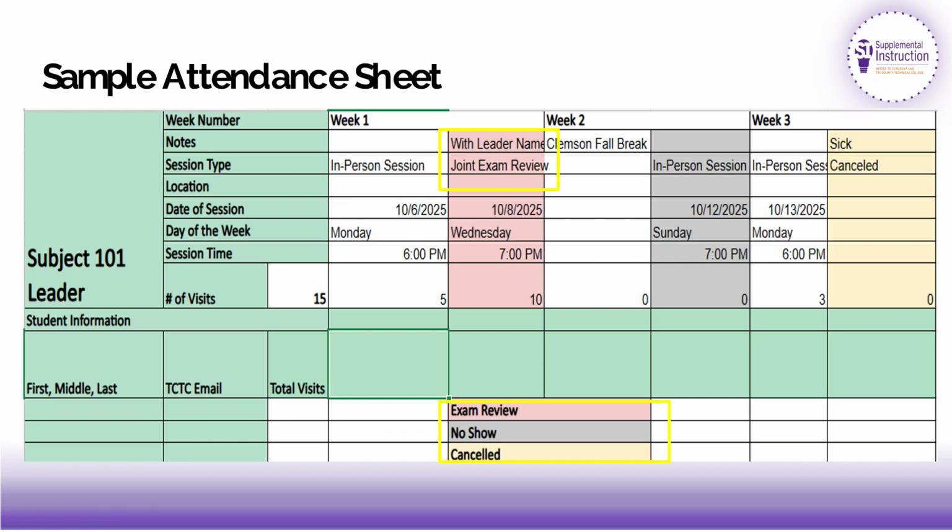It's important to note that rescheduled sessions and canceled sessions are not the same. An example of a canceled session is canceling a session due to sickness. These sessions don't need to be made up, but let's say that a leader has an exam that conflicts with their session time. A leader may cancel this session, but they are expected to make that session up.